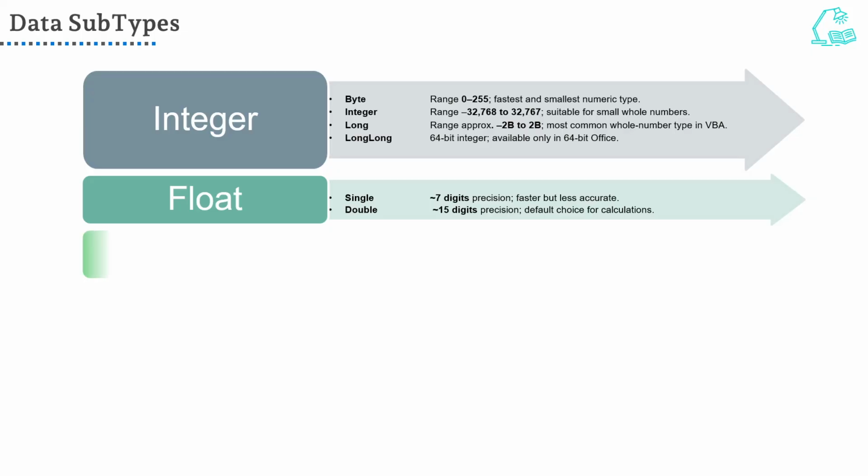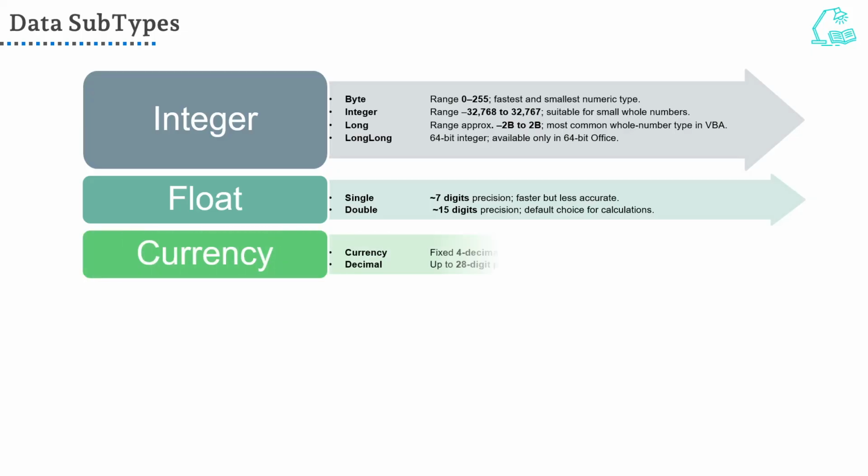Then we have the currency-related subtypes. The Currency subtype is stored with a fixed precision of 4 decimal places, which makes it ideal for financial calculations that require stability and predictable rounding. The Decimal subtype can store numbers with up to 28 digits of precision, but it is only available when used inside a Variant, meaning it is not declared directly in VBA, but created indirectly when needed.